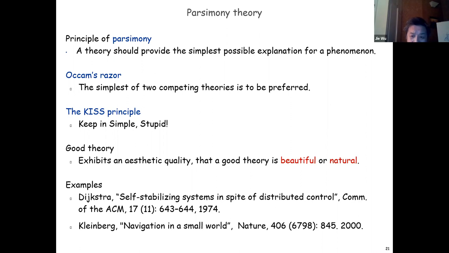He wrote a paper of less than one page in Nature. You know that Nature is one of the most important scientific journals, although most papers are in chemistry or biology, and few relate to computer science. This is one of the papers, called Navigation in a Small World. We know that we live in a small world. It really means that every two persons are separated by 6 degrees of separation.